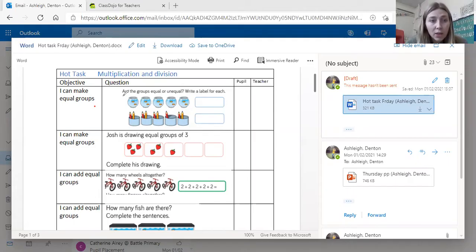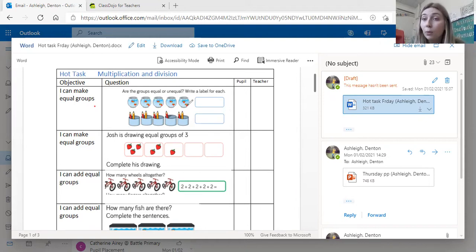So this question says, are these groups equal or unequal? Write a label for each. Let's take a look at this first one together. So I can see I have 1, 2, 3, 4, 5 groups here. So I have 5 groups. Now I need to go through each group and make sure they're equal, have the same amount in each. So let's count how many fish we have in this bowl. We have 1, 2. The second one, 1, 2, and so on. Fab. So I've counted I have 2 fish in each bowl.